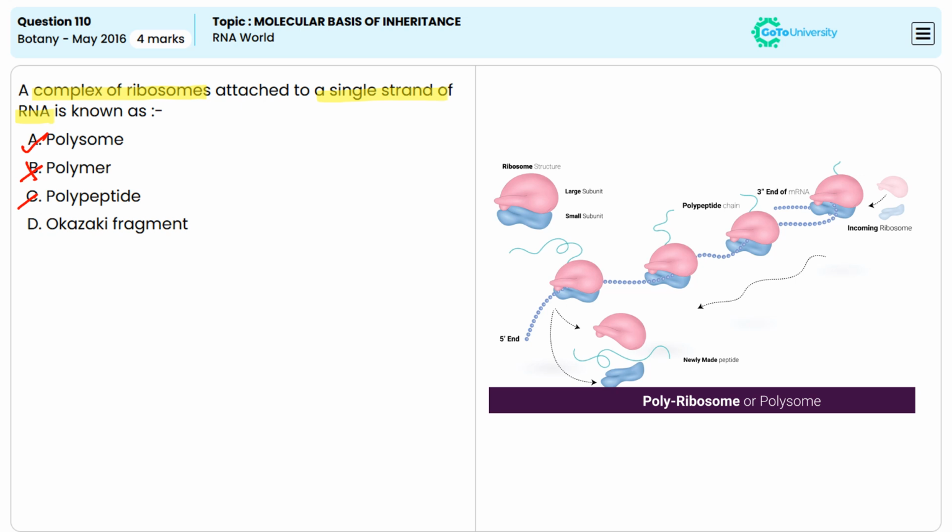Option C, polypeptide. A polypeptide is a chain of amino acids linked by peptide bonds, and they make up the protein molecules. So option C is also incorrect. Option D, Okazaki fragments. So Okazaki fragments are short DNA segments synthesized during the replication of the lagging strand of DNA. So option D is also incorrect.